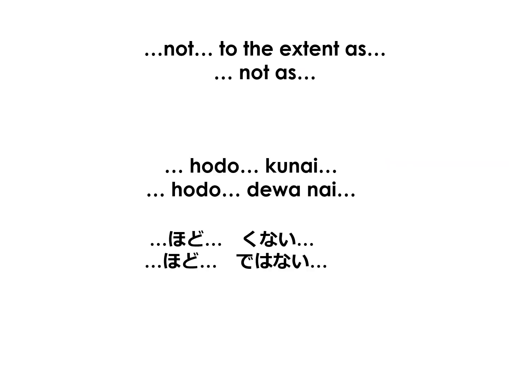To say not to the extent as, we use the adverb hodo, which means to the extent, and then we pair that with the negative conjugation of the adjective to come up with nani nani hodo nani nani kunai, or nani nani hodo nani nani janai, depending if it's an i adjective or a na adjective. Let's look at some examples.